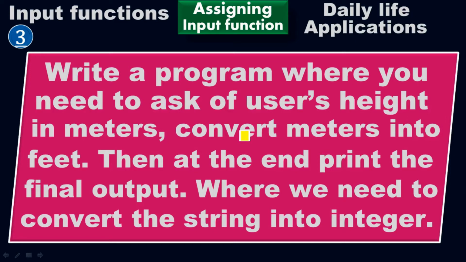You have to write a program which keeps input function and data conversion. You need to ask the user's height in meters and then convert meters into feet. And then at the end you'll need to print the final output where we need to convert the string into integer. I repeat, it is a very simple program where you have to ask the user's height in meters, convert meters into feet, and then show the final output with the data conversion where we need to convert the string into integer.